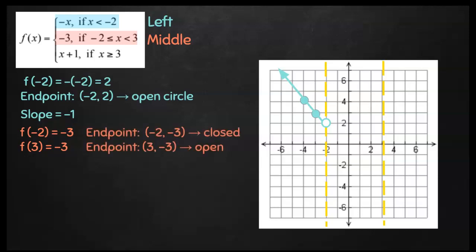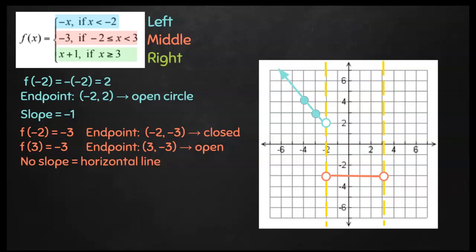Now, with those endpoints, I will have a closed circle where I have that -2, -3. And then I will have an open circle where I have 3 and a -3. Now this is really a horizontal line because there is no slope, so it's just a straight line connecting those 2 points. So it looks almost like a line segment.